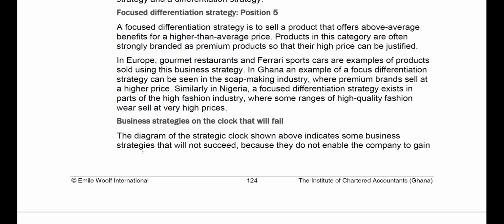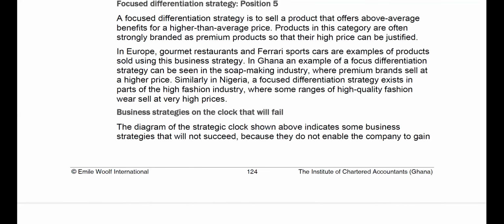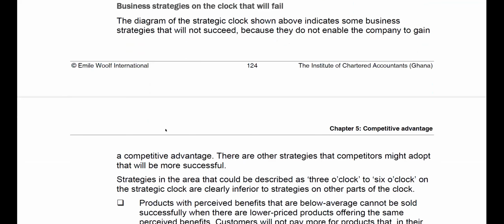Everywhere we can find it, right? Even in universities, there are some private universities that are very expensive. International schools, very expensive, that they focus only on the rich. True or false? It's true. Focused differentiation strategy, right? So these are the strategies that will succeed.